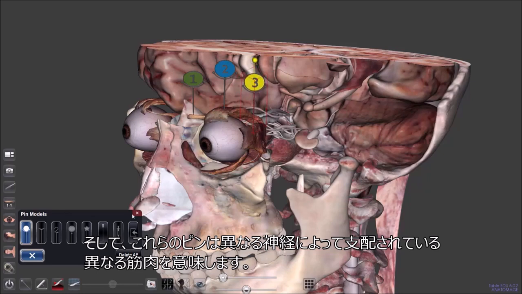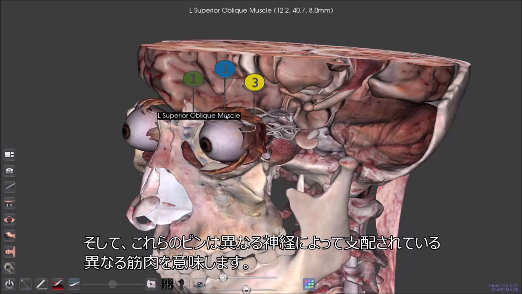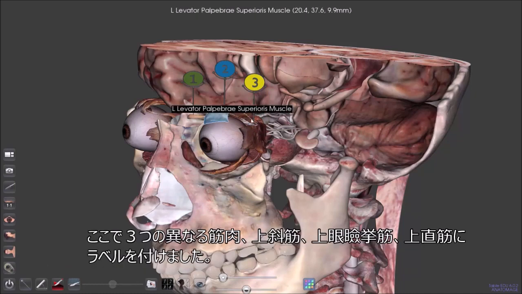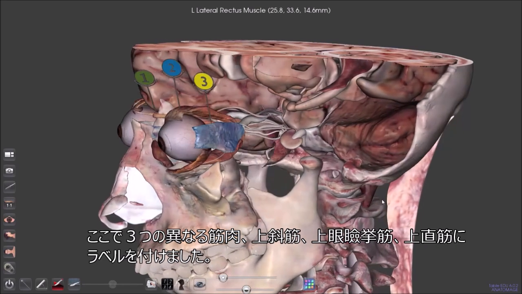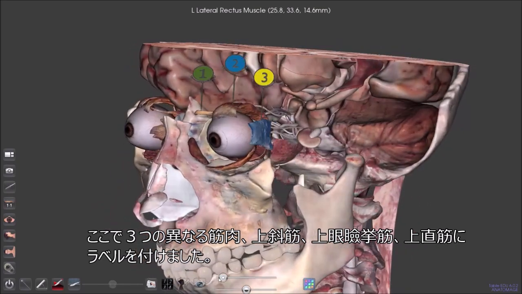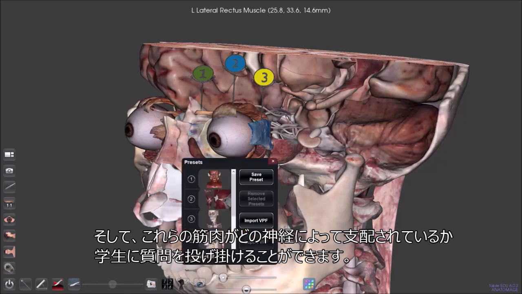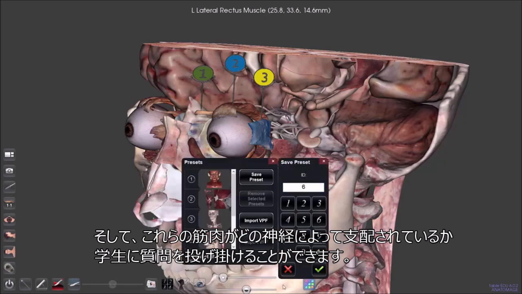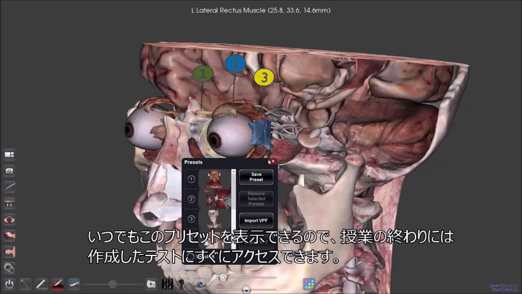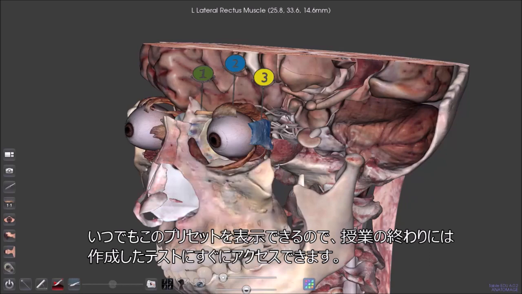And so I've labeled 3 different muscles here: the superior oblique, the levator superioris, and the lateral rectus. And you can pose this question to students, saying, all right, which of these muscles is innervated by which nerve? And then you can always save this as a preset for students to come back to as well. So at the end of your lesson, at the end of going through and reviewing this information, you can always quickly visit a quiz built around the same type of information you've been talking about in class.